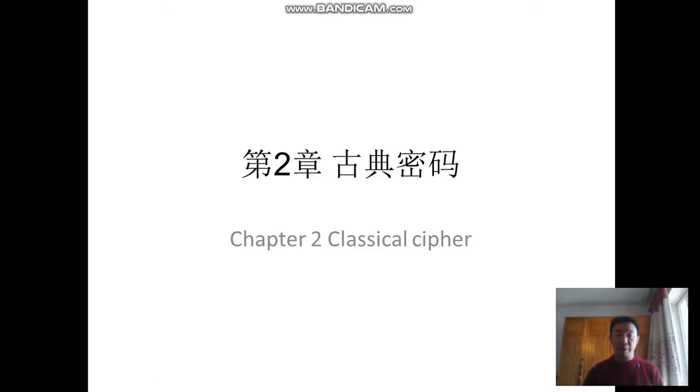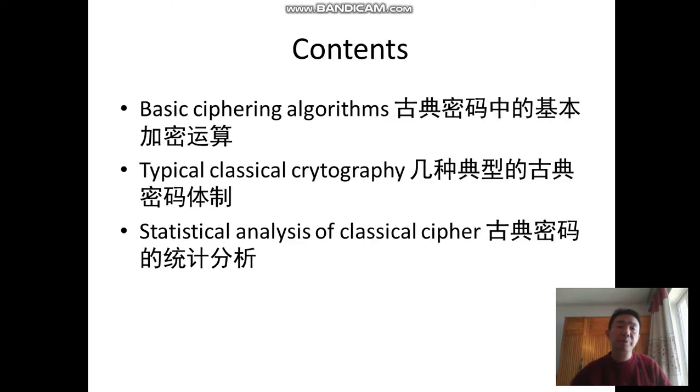Okay, let's now begin Chapter 2, Classical Cipher. This part will become interesting for some students, but also it will become a little bit more difficult than before. In this chapter, we will introduce three parts: basic ciphering algorithms, typical classical cryptography, statistical analysis of a classical cipher.